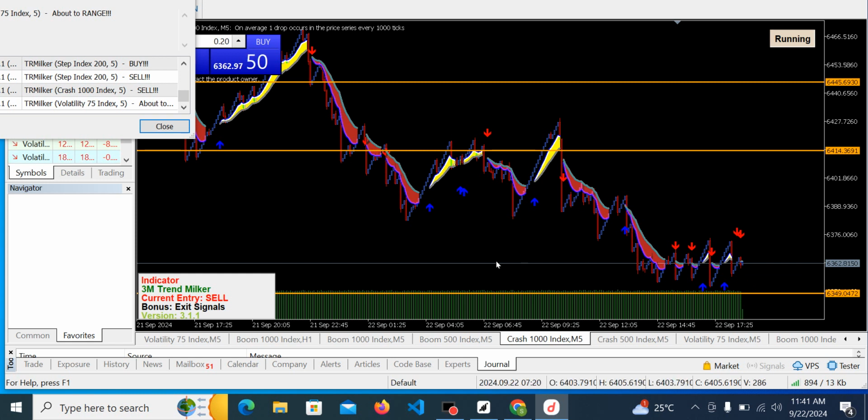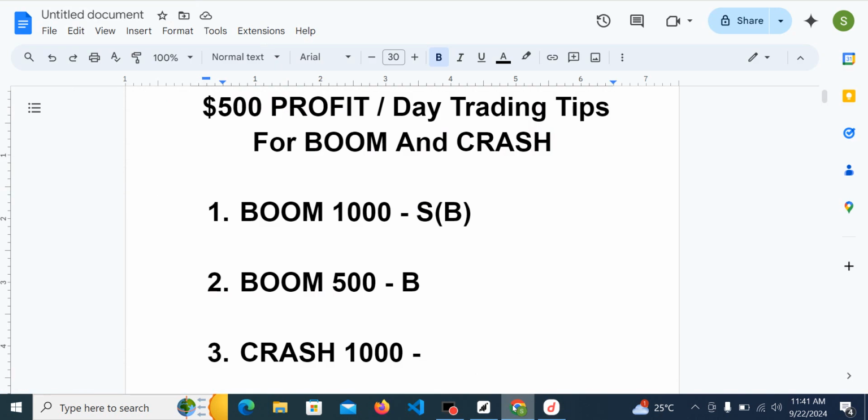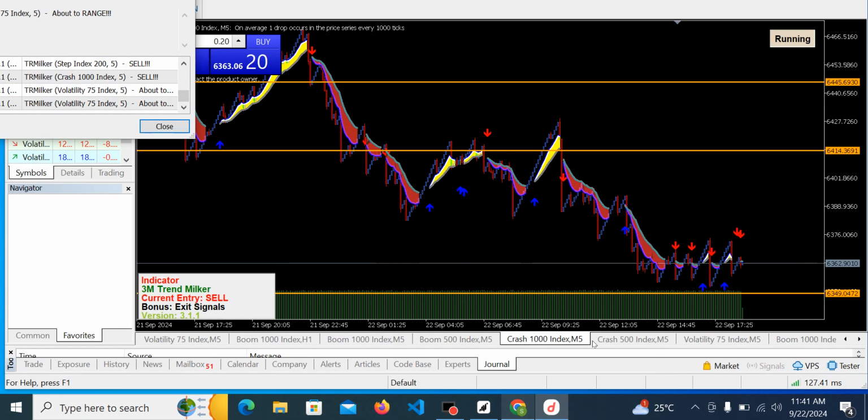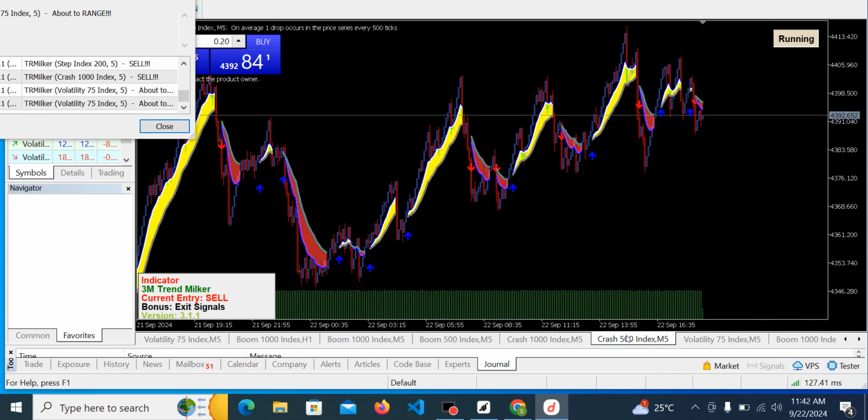Okay, so this is very, very important. Wait for the right signal before you go fully into it. We expect more of a buying, but that is if it does not break out from this support zone. So you should take note of that. Okay, so the next asset should be Crash 500.